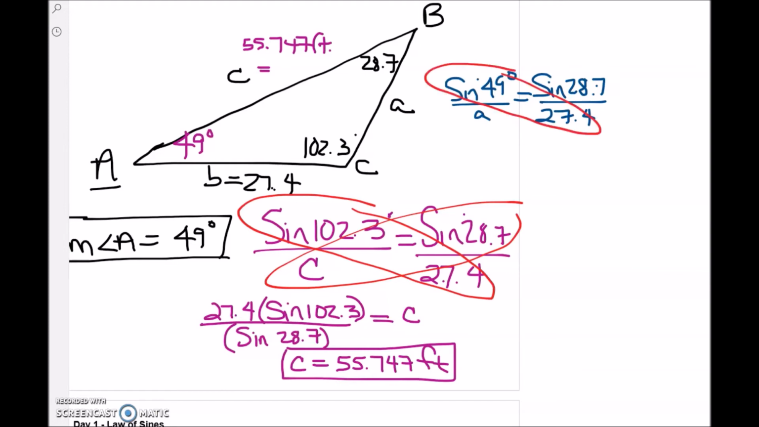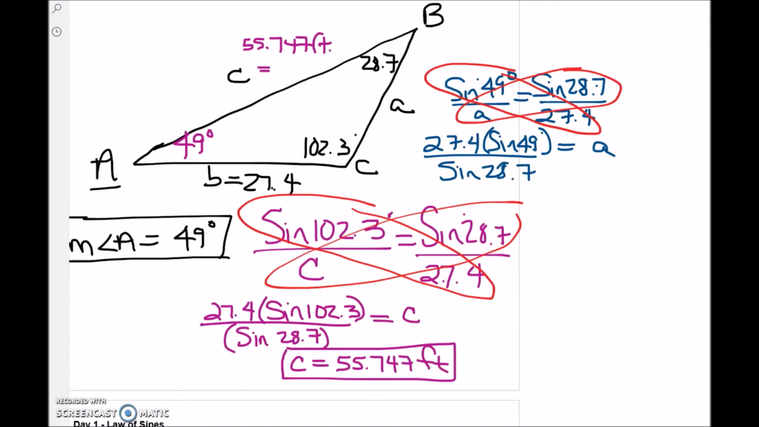All right. And so I'm going to end up with 27.4 times sine of 49 all over sine of 28.7. And I'm going to punch all that in my calculator, and I end up with side A is equal to 43.061. And it was feet.